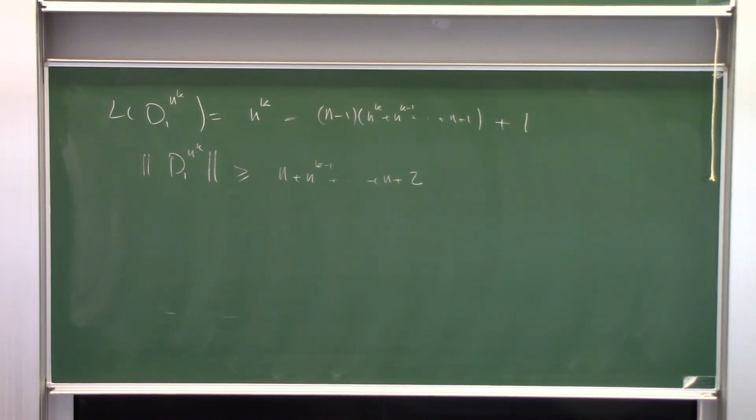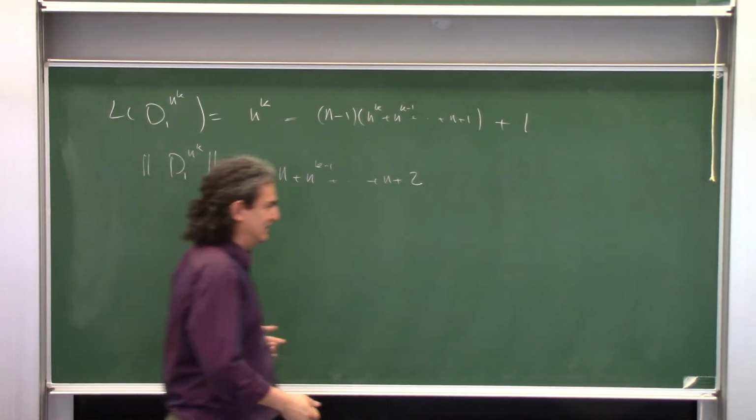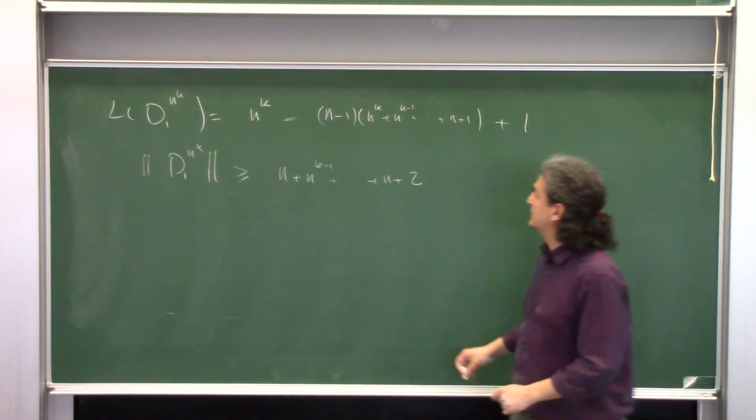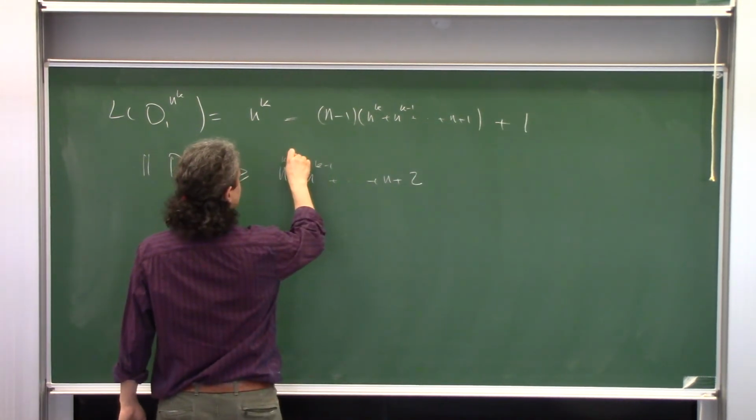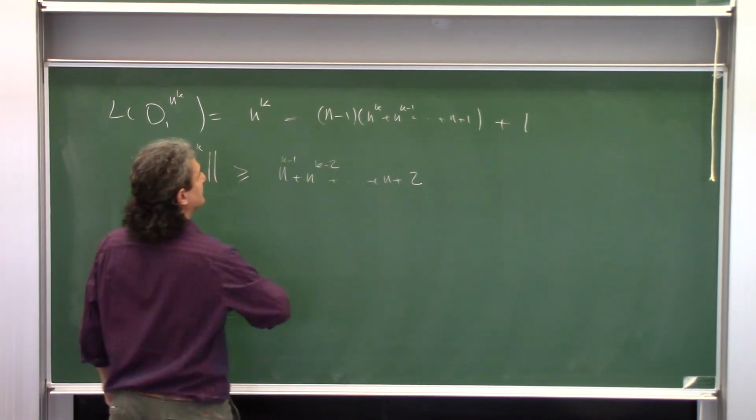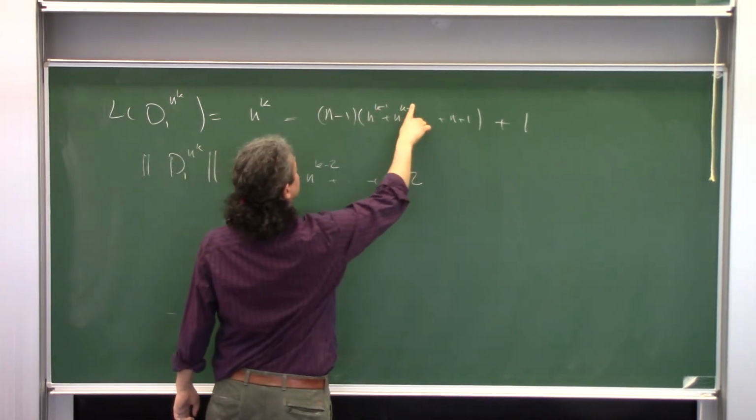So I actually found the word length of some large element in the mapping class group with respect to some weird, crazy generating set. So like it's n to the k, n to the k, first term, minus 1, and k minus 1.